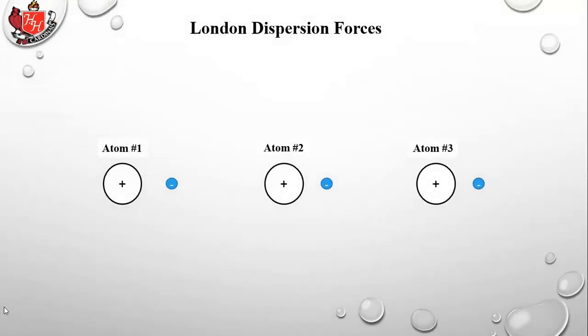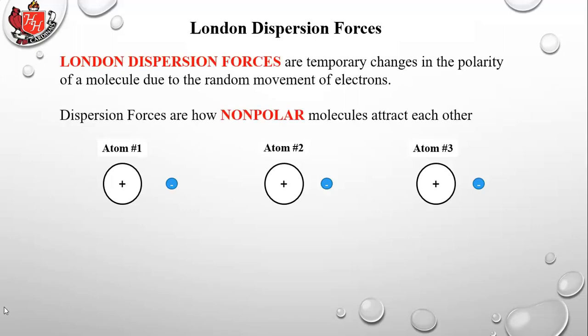Now we go on to the third type of intermolecular forces. These are called London dispersion forces, named after a scientist, not after the city of London. London dispersion forces are temporary changes in the polarity of a molecule due to the random movement of electrons. Dispersion forces are how nonpolar molecules attract each other.